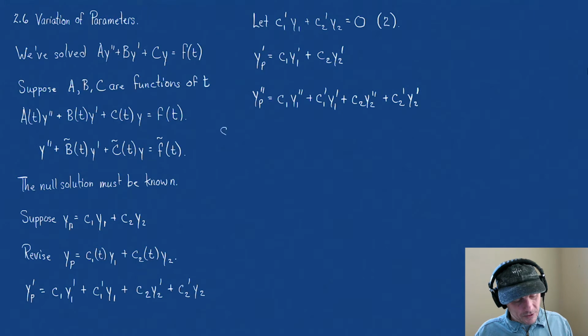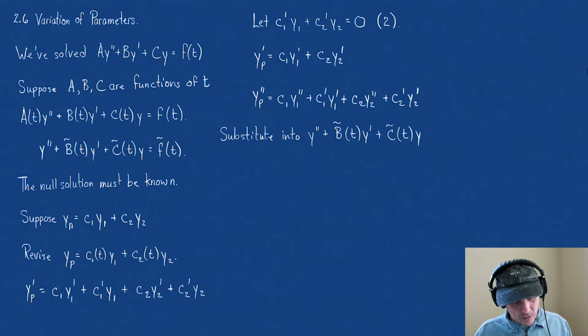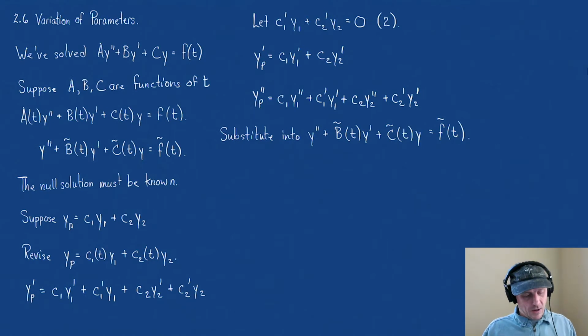And now, here's the best part. We substitute into y double prime plus b tilde of t y prime plus c tilde t y equals f tilde of t. Substituting into that. All right, here we go.